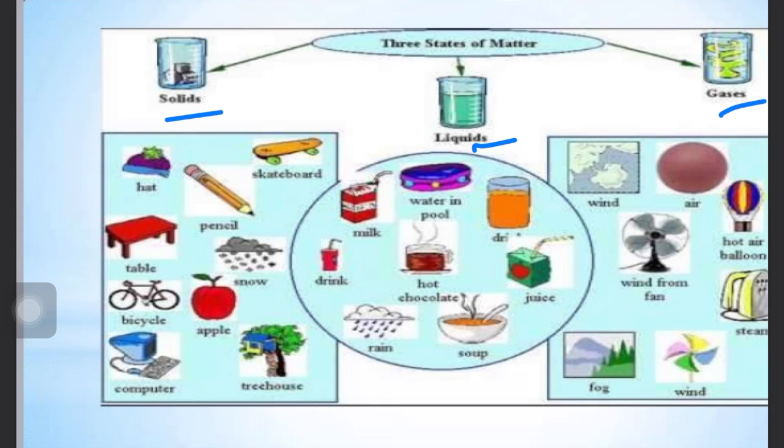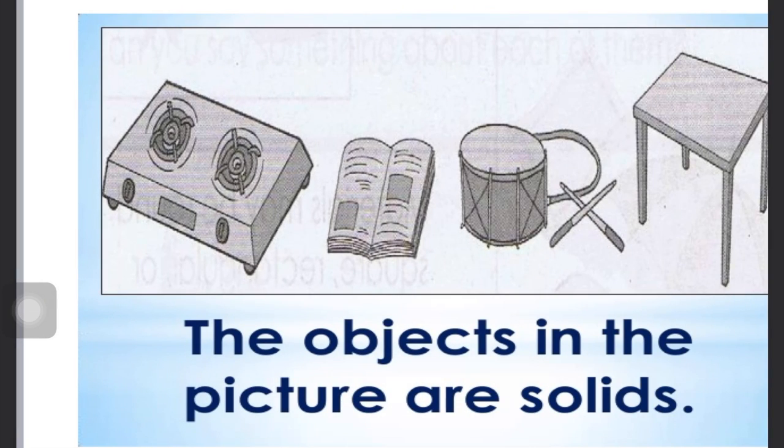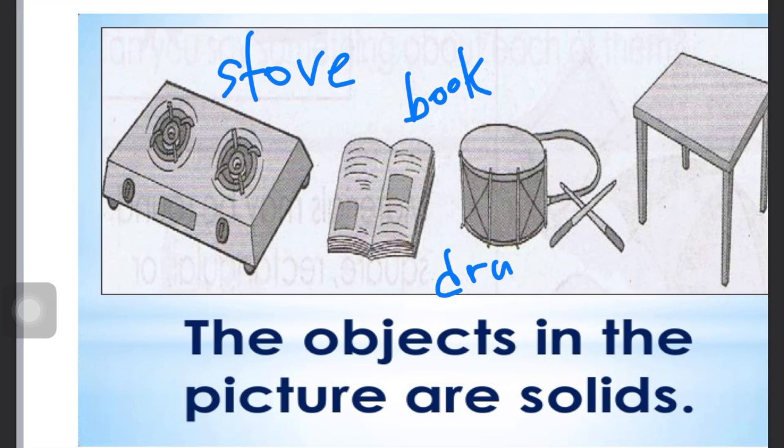Now, matter can be a solid, a liquid, or a gas. The objects in the picture are solids. This one is a stove. And this one is a book. And this one is a drum. And this one is a table. All of these objects are solid.